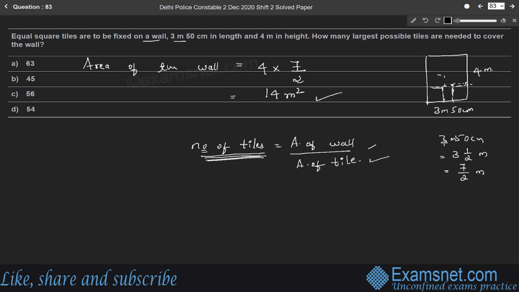But we don't know the area of the small tile, which is not given here. Therefore, a multiple of 14, one of the values, gives the number of tiles required. In the options, 63 is not a multiple, 45 is not, 56 is one of the multiples of 14. Therefore, the number of tiles required to cover the wall is 56.